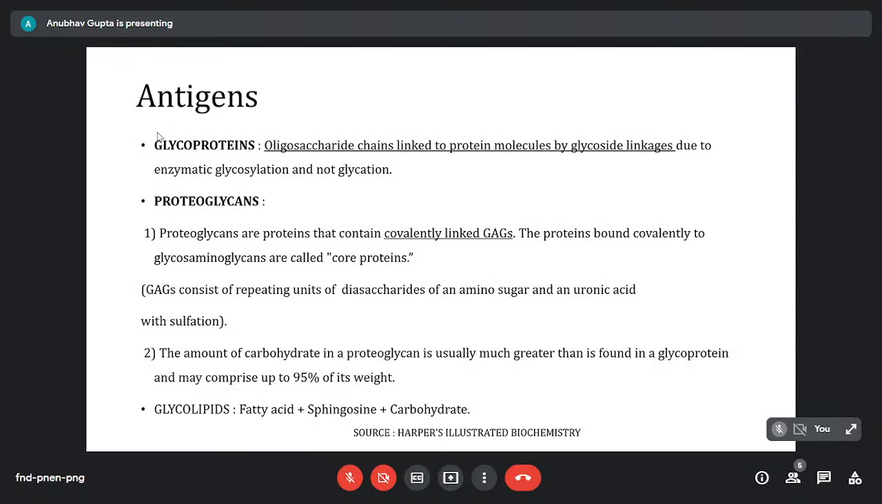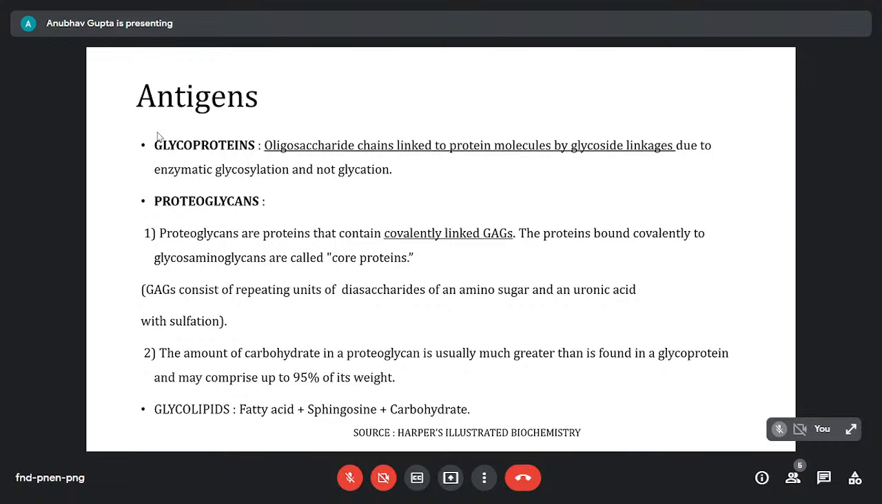Some basics about the antigens. What are antigens? Antigens can be glycoproteins or proteoglycans. Some biochemistry for it. What are glycoproteins? Glycoproteins are oligosaccharides, basically carbohydrates, which are linked to protein molecules by a glycosidic linkage. So the carbohydrate forms a linkage with the proteins. That is known as a glycoprotein.